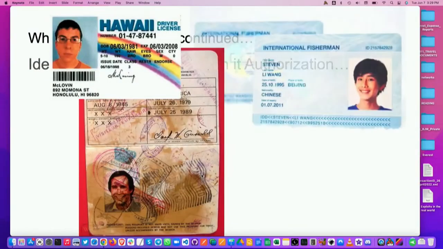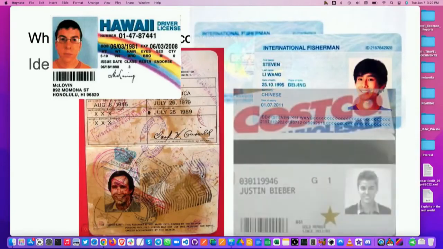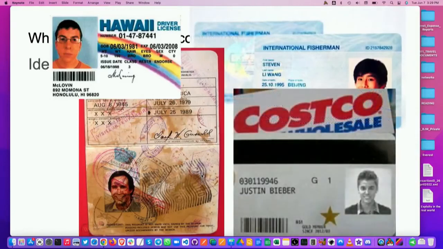That identification also carries with it authorization. I can drive a car, I can catch a fish, I can leave the country, and I can take advantage of warehouse pricing because of the identification that I carry. Identification is also notoriously easy to copy, fake, impersonate, and modify.